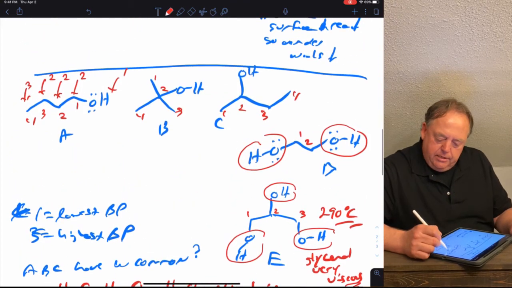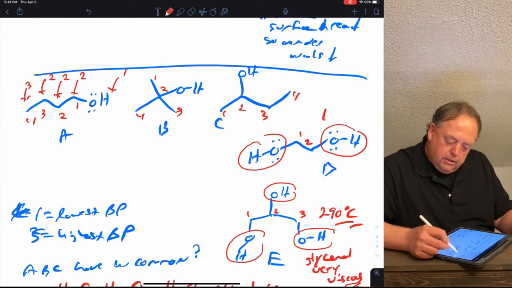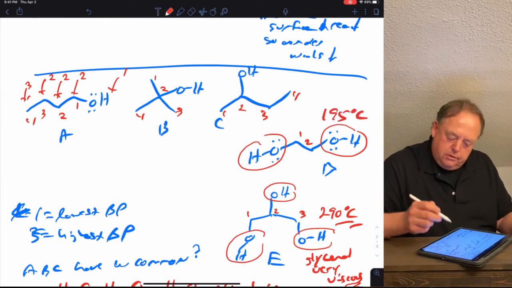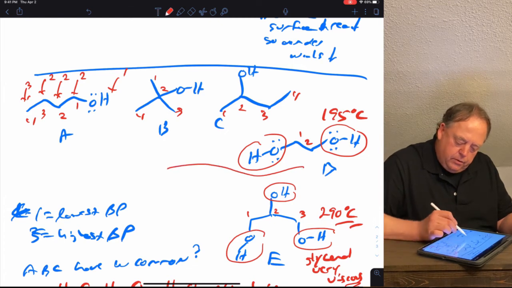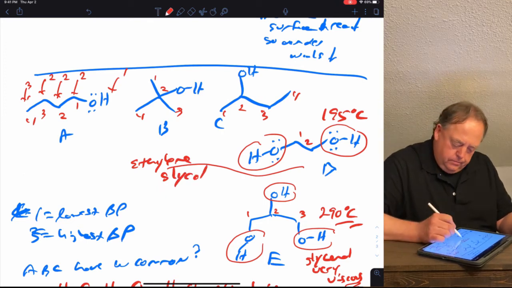So molecule D with 2 OHs that can make 2 hydrogen bonds is going to be the next highest boiling. It's 195 degrees Celsius. This is a molecule maybe you're familiar with as well. It's called ethylene glycol.